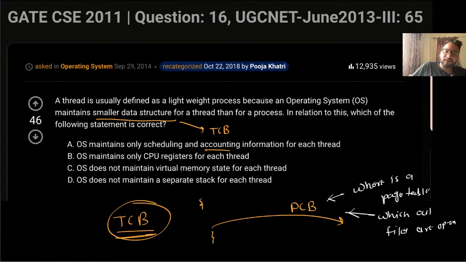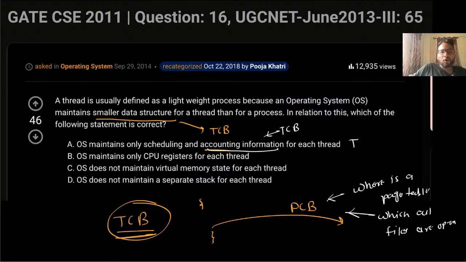But for the TCB, just maintain the scheduling. I mean, whether it is a turn for this particular thread or not, that is not in the TCB. That is in the queues. Okay, these are in the queues, depending on the scheduling that you have, and accounting information that is in the TCB.